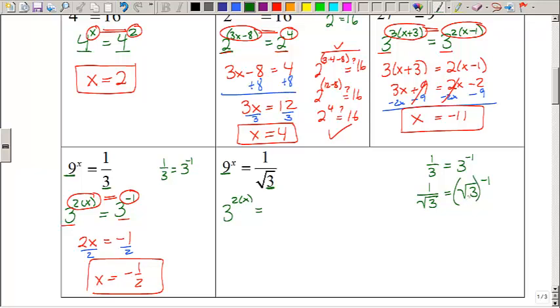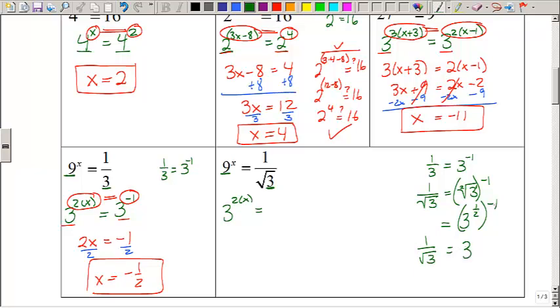And another one of those properties that we learned from intermediate algebra is how to rewrite radicals with an exponent. And the way I can rewrite this radical with an exponent is the invisible 1 exponent on the 3 over the invisible 2 in the index here, which means 3 to the 1/2. So 3 to the 1/2 is the square root of 3, but we're still being raised to the negative 1 power.